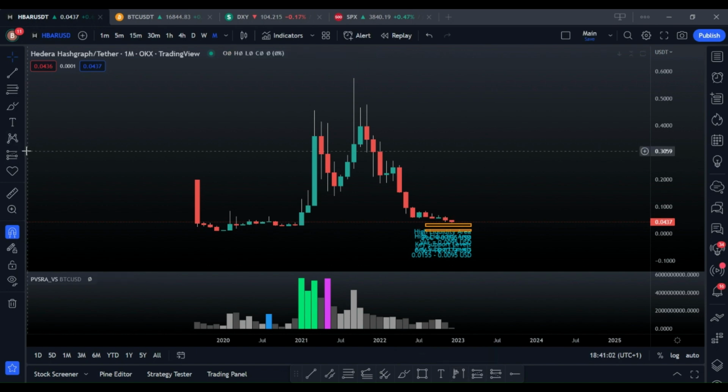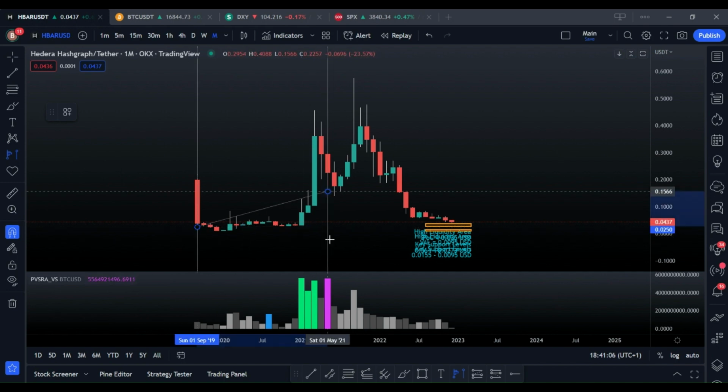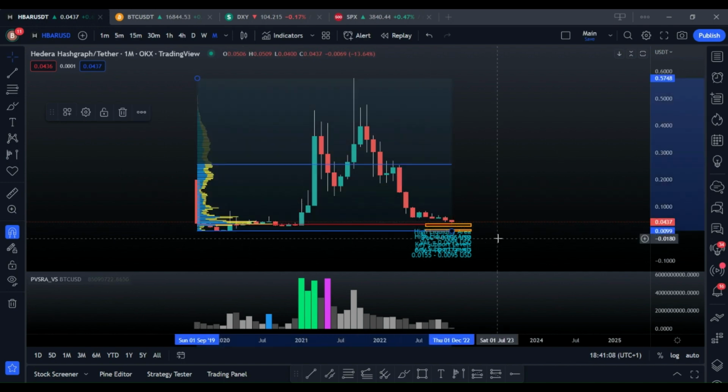Well, if you use this tool right here called the fixed range volume profile, and draw it from the beginning to the end of the HBAR chart, we can see the amount of volume over different price areas. This is what the big institutions and whales always look at, because the price points that have the most volume most likely have the most liquidity. So they always want price to revert back to the area so they can fill their orders.